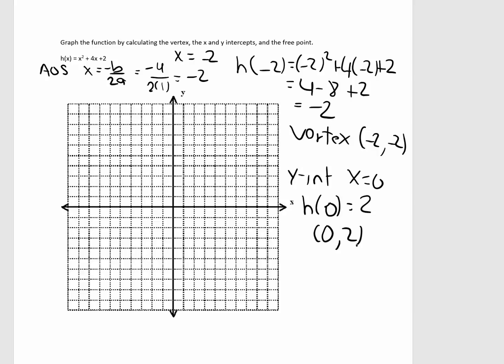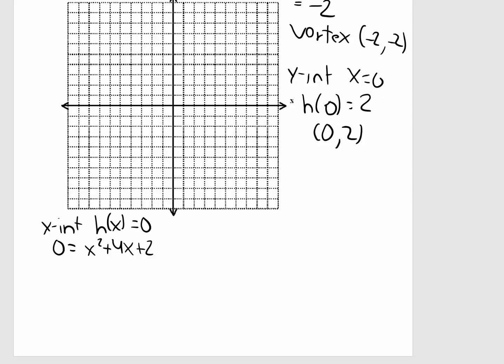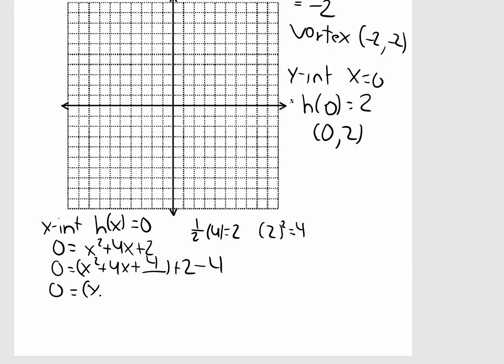Now, let's calculate the x-intercept. Remember, that's when h of x equals 0. Now notice this is not factorable, so I'm going to complete the square here. I'm going to take half of 4, which is 2, and 2 squared is equal to 4. So I'm going to rewrite. Remember, I'm going to put the 4 here and minus 4 here. Factor the trinomial. And 2 minus 4 is negative 2. So I'm going to add 2.